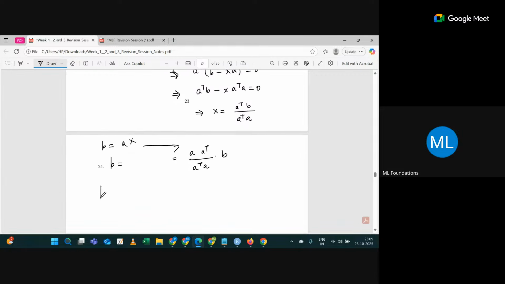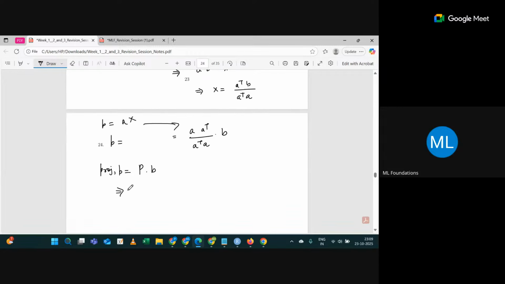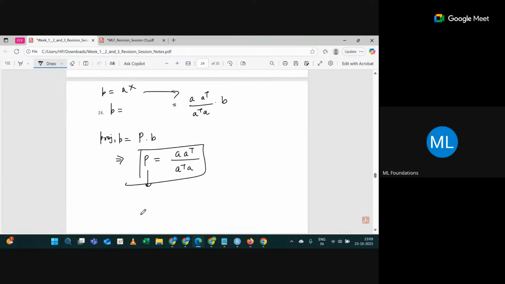What is projection? Projection p, I can write as capital P into B. This capital P, I'm just extracting. So this is A into A transpose divided by A transpose A, into B. So this is the projection matrix actually. Is the idea clear from where this formula came?